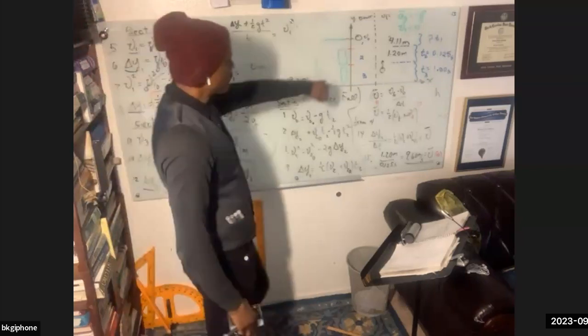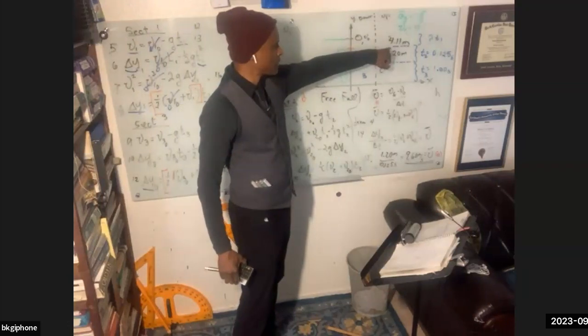I'm sorry, what did you get for the final velocity for this? Was it 8 point something here? It was 8 point, what was it, 8.1165.